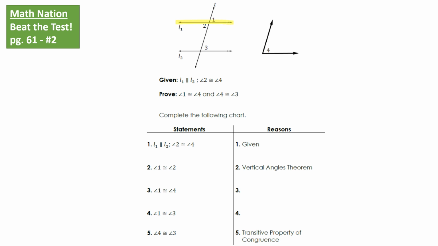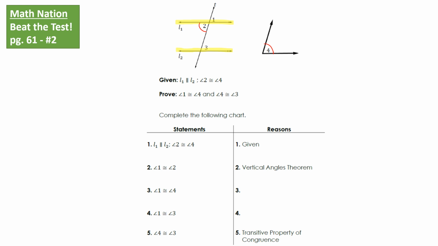Line 1 and line 2 to be parallel, and we are also given angle 2 and angle 4 to be congruent. And we're trying to prove that angle 1 and angle 4 are congruent, and angle 4 and angle 3 are congruent. So let's look at our two-column proof.